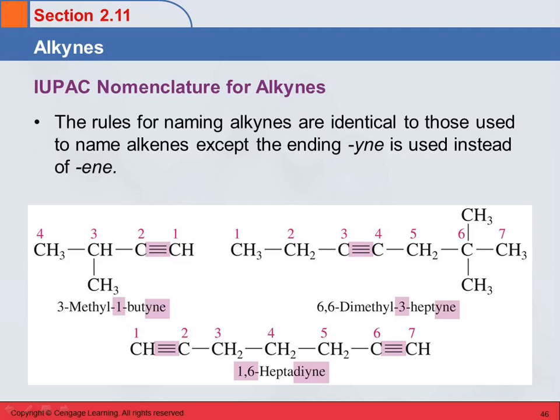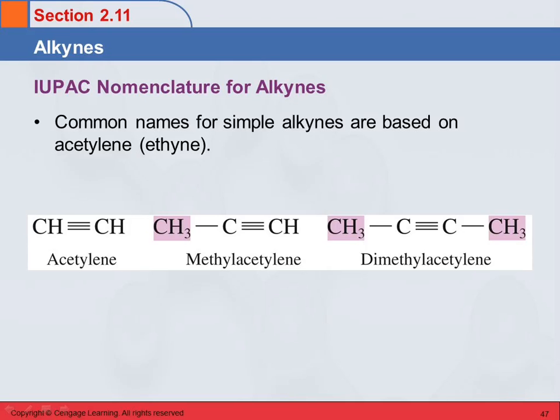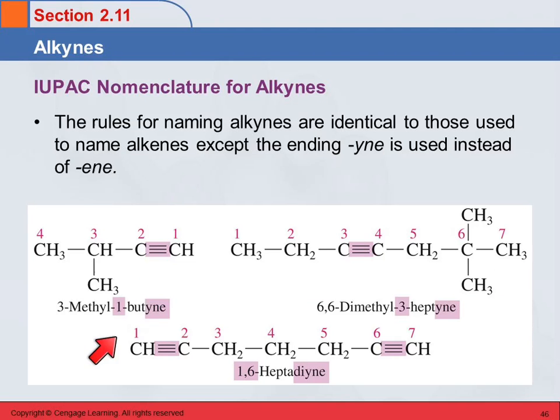Some compounds have more than one triple bond. So this is a diyne. That's so hard to say. 7 carbons, so heptane. 1 triple bond would make it heptyne, but there's 2 triple bonds. So di is a prefix meaning 2. It's a heptadiyne, and they are on the 1 and the 6 carbons. Any questions?